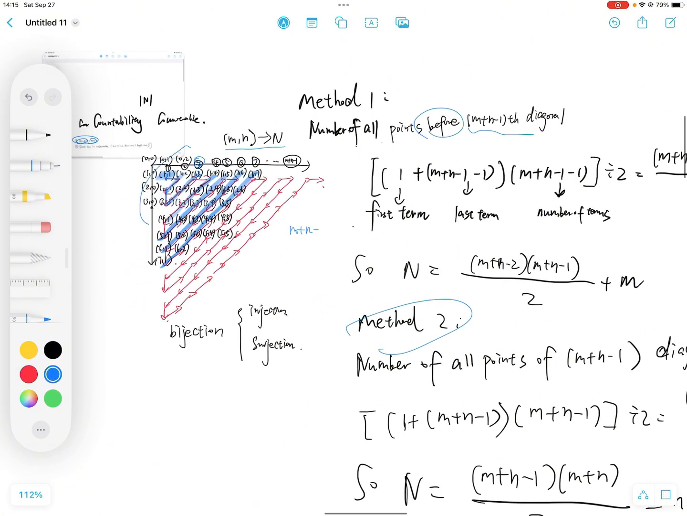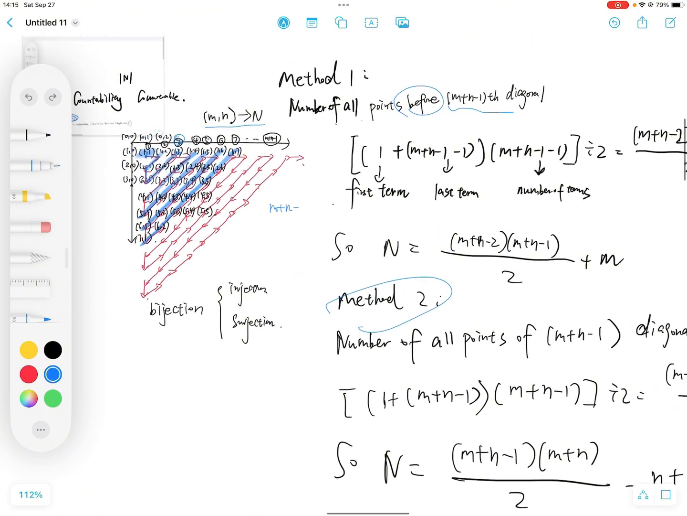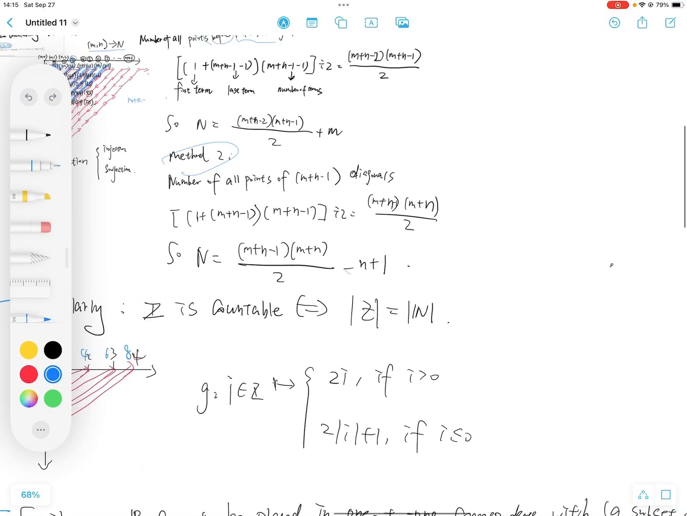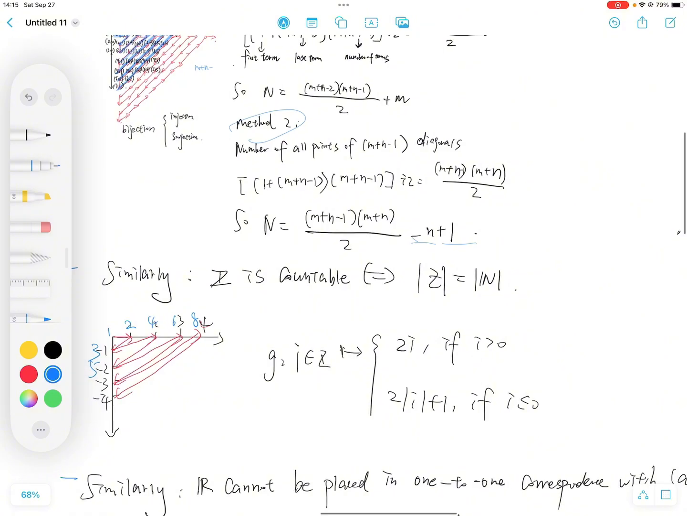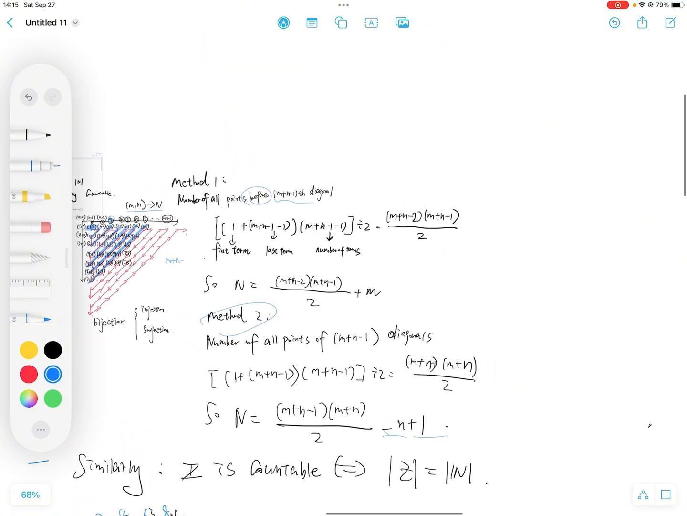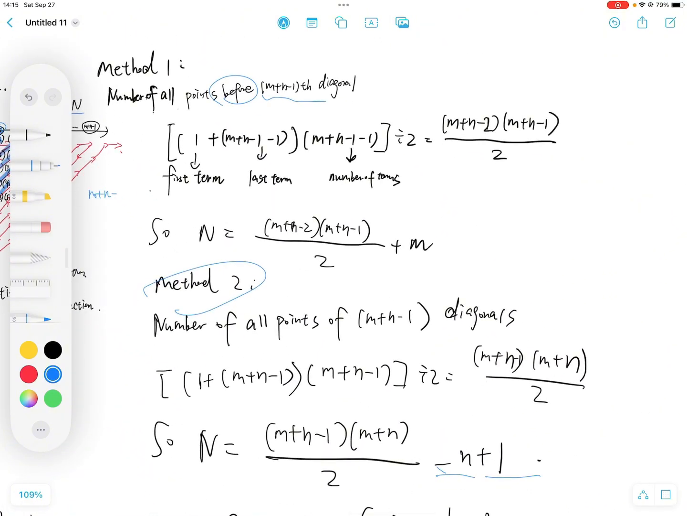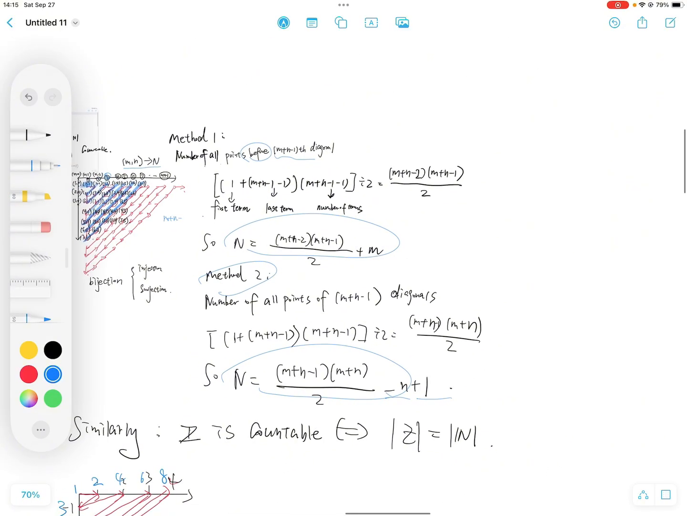And here I correspond to this, and if I want to know this, I just minus n and then plus 1. It's also the same. So I have successfully got this mapping or this mapping. They are totally the same.